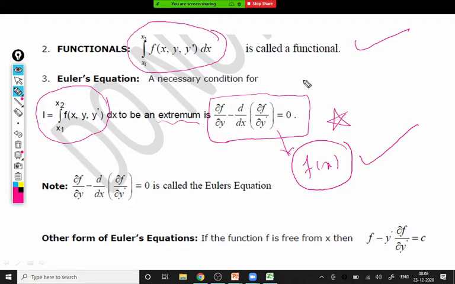So this is the most important formula for you. Each and every example of this topic you can solve by Euler's equation only: ∂f/∂y minus d/dx of ∂f/∂y' is equal to 0.